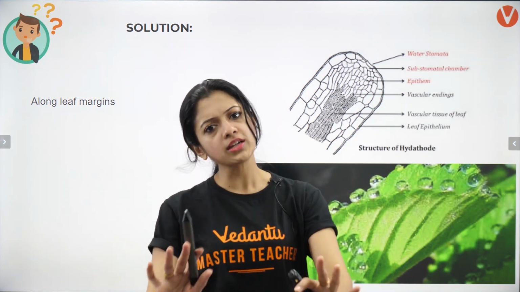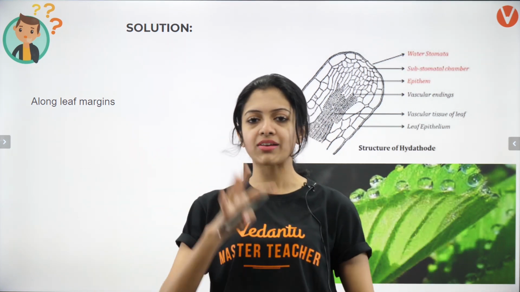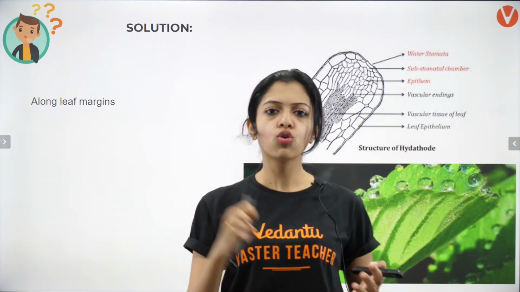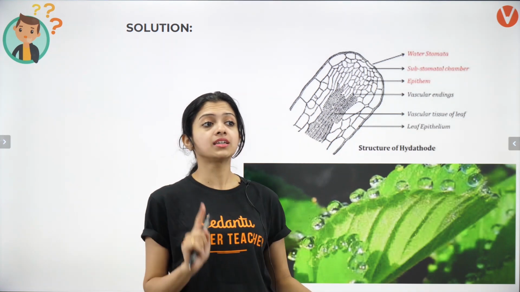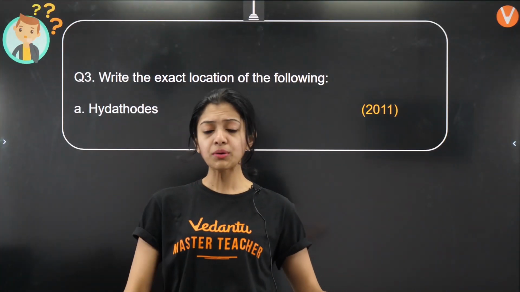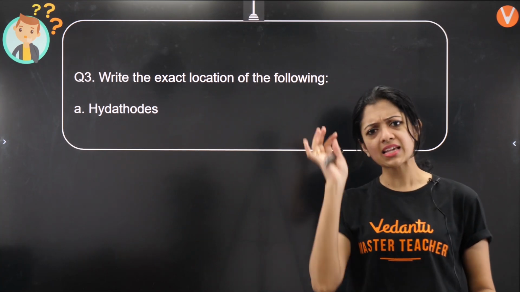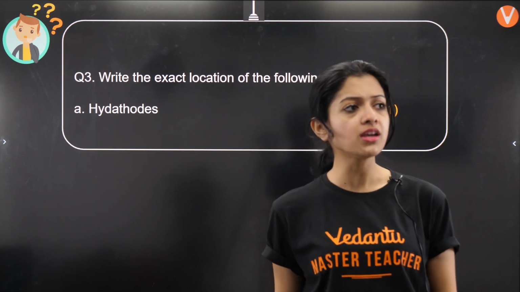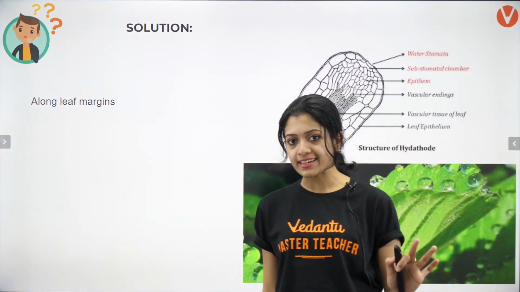One more thing, children, when such a question is asked, you don't have to waste time unnecessarily writing what they do, or even guttation for that matter. The question is just write the location. Write the exact location of the following, which means give a to-the-point crisp answer. You can just write hydathodes are found along the leaf margins.